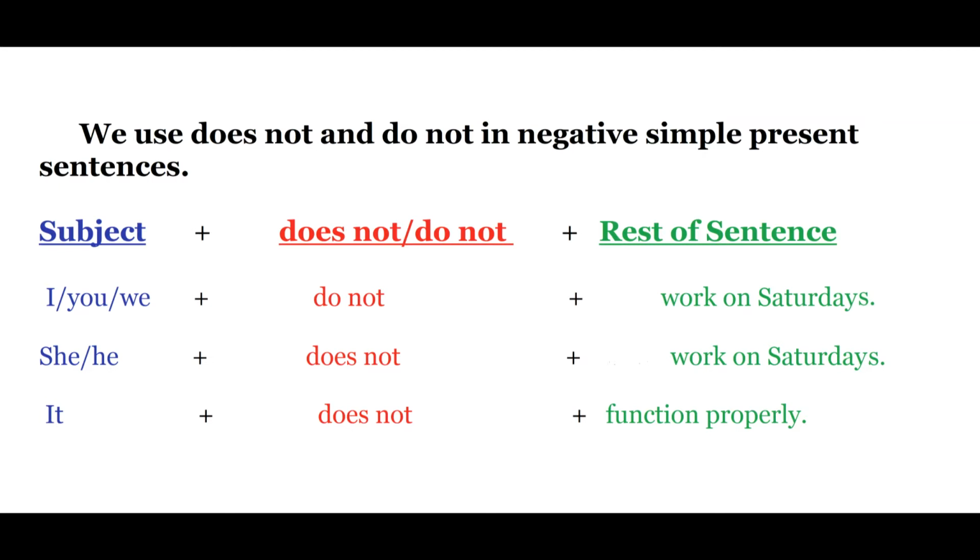Now for she, he, and it, the negative verb is does not. For example, she does not work on Saturdays. He does not work on Saturdays. It does not function properly.